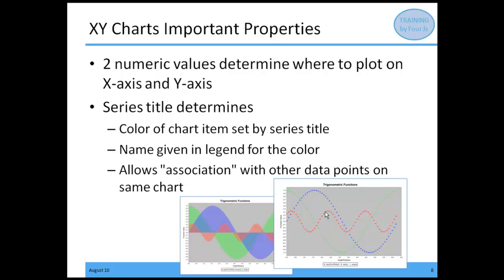In addition to identifying what's going to cause the x-axis and the y-axis plot points, you're also going to be providing something called a series title. And a series title determines a few things. When you name something a series title, that's going to identify the color of the chart item set by the series title. It'll give a name for that series title and the legend for that color. And it allows you to associate it with other data points on the same chart.